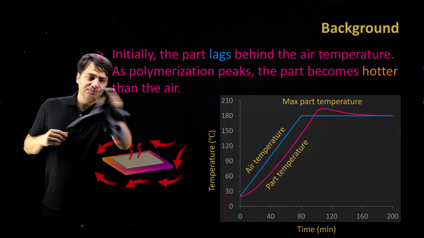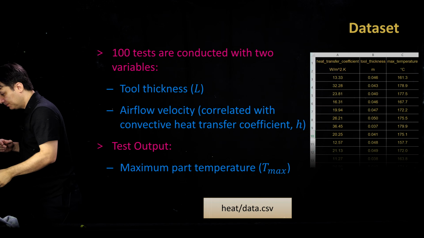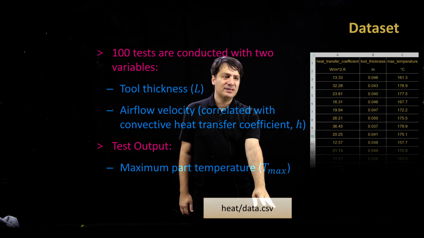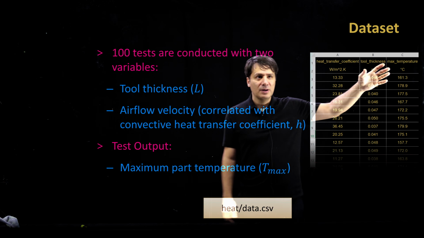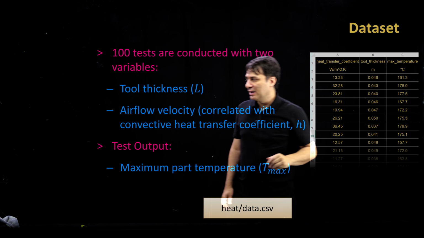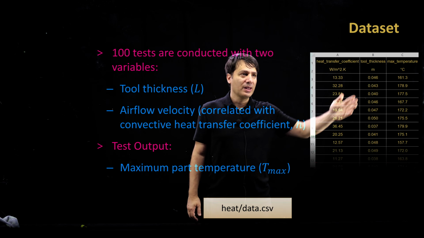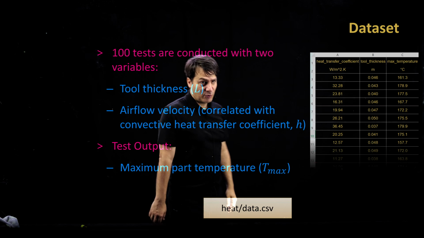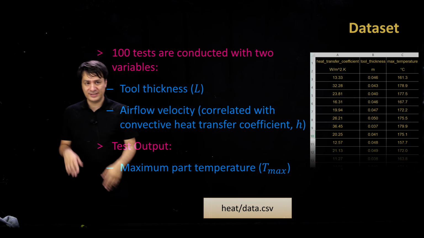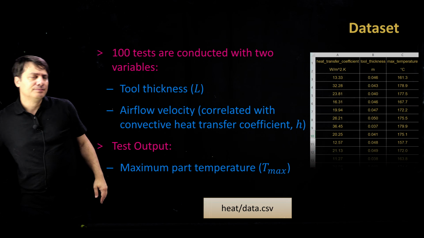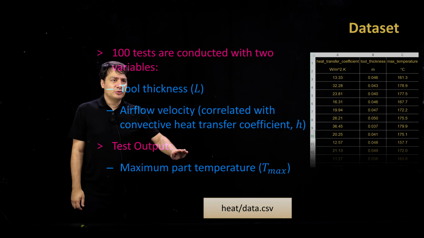Okay, so a CSV file has been provided, data CSV. There are 100 rows. Every row has 3 columns. The heat transfer coefficient value, the tool thickness value, and the maximum temperature measured for the part value. You can think about it as all the experiments that have been provided to you. And again, what you're trying to predict is Tmax outcome.